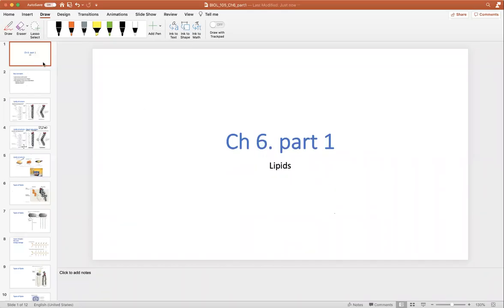Hi everyone. Today we're going to cover chapter 6. And chapter 6 is the last chapter in our discussion of macromolecules. So to date, we have previously talked about 3 different groups of macromolecules, right? We talked about proteins. We have talked about carbs. And we've talked about nucleic acids, right? And all 3 of these were macromolecules.